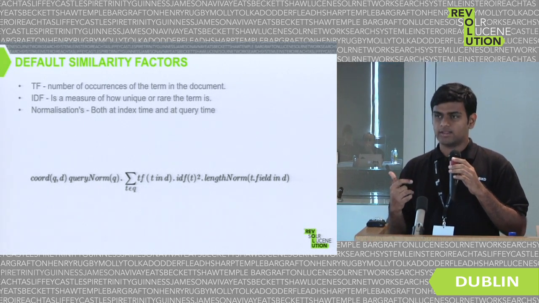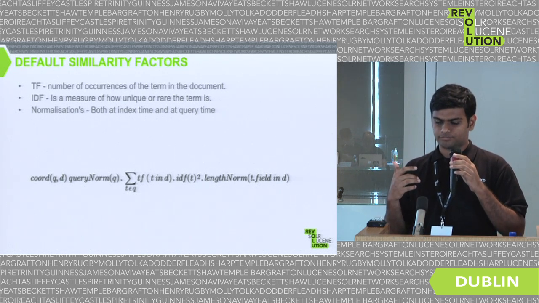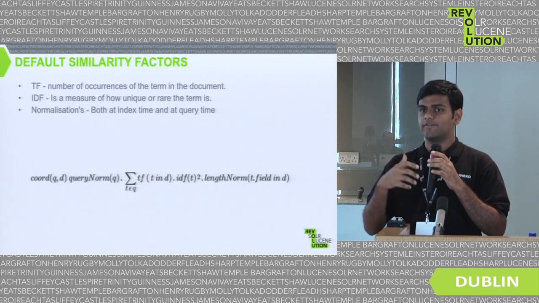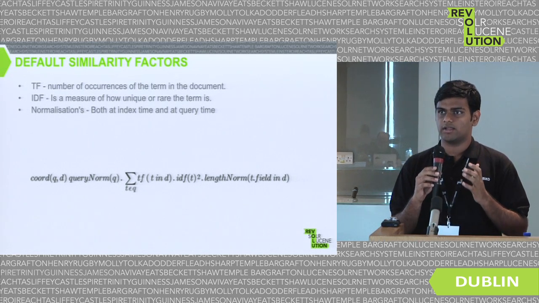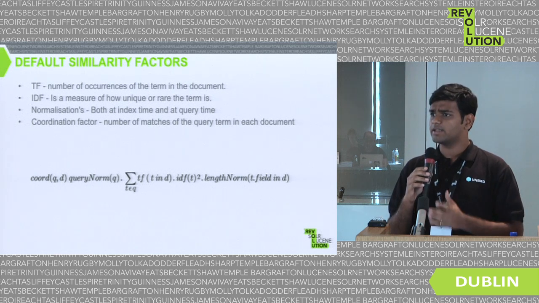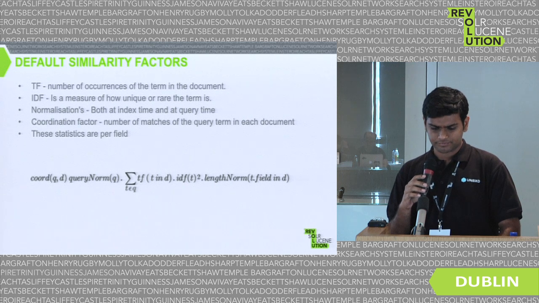So the number of matches to the number of total terms in a query, it'll give you a ratio and it'll multiply it by that ratio, thereby giving it another factor to the scoring. And again, these statistics are on a per field basis.